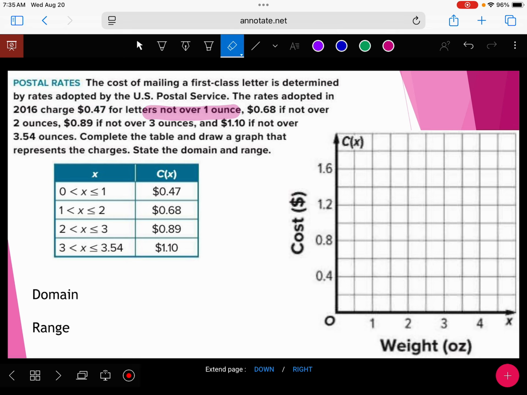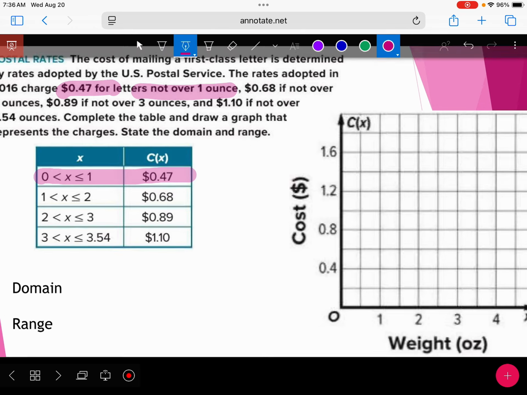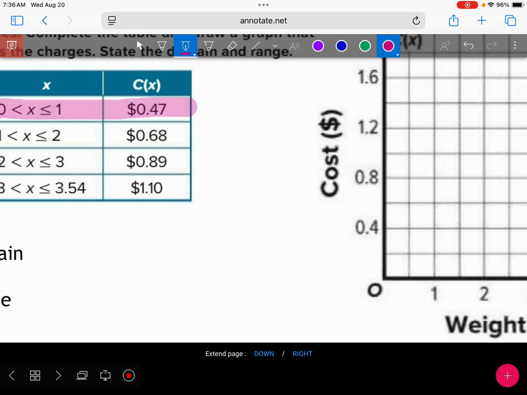I don't know why I highlighted the year. That was a silly choice. But we have 47 cents for letters not over 1 ounce, meaning if I have an empty envelope that I mail all the way up to a 1 ounce envelope, it costs 47 cents. So if I send nothing, or if I get all the way up to 1 ounce, it's going to cost me 47 cents. So if I want to draw that on my graph, just that little piece, going from 0 to 1 ounce is going to cost me 47 cents.